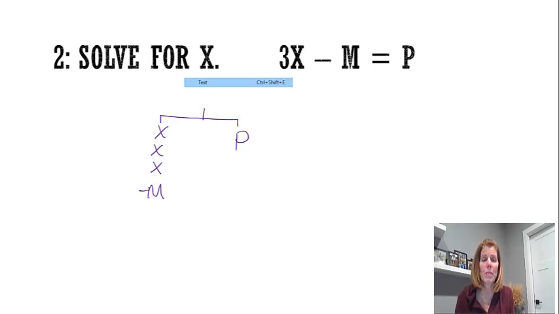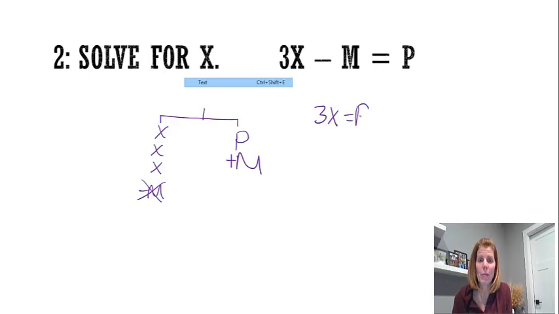So I want the x's to stay, but I don't want that minus m. So if I don't want the minus m, the way that I'm going to get rid of it is to add it, which means I also need to add it to the other side. Okay, so now if I look at what I have, I still have 3 x's on the left side, and on the right, I have a p and I have an m. Notice I'm not going to try to put them together, I'm just adding them together.